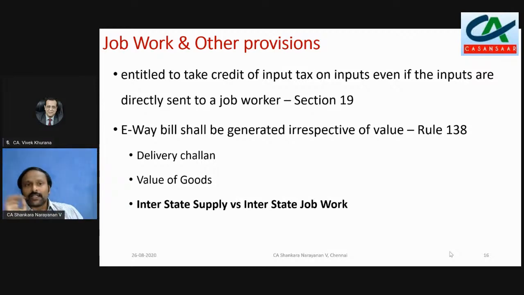The third kind of issue that we are seeing is interstate supply, interstate job work. Before we get into that discussion, for any kind of interstate movement of goods for the purpose of job work, the 50,000 rupees limit is not applicable. The 50,000 rupees limit for raising an e-way bill, where it is optional below 50,000, is not applicable, especially for goods which are sent on interstate job work.